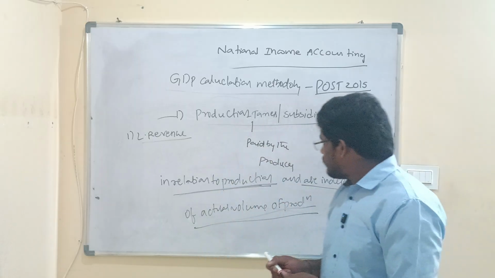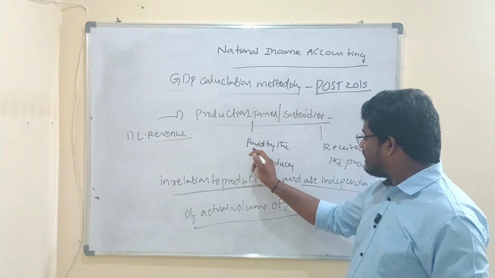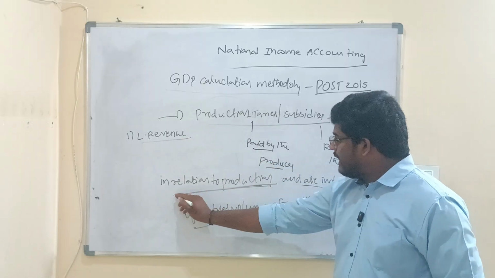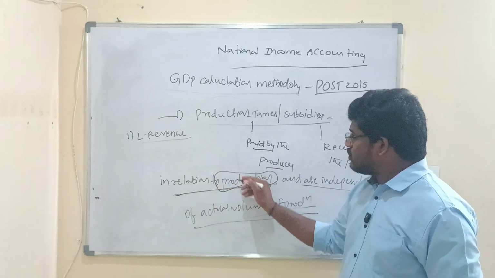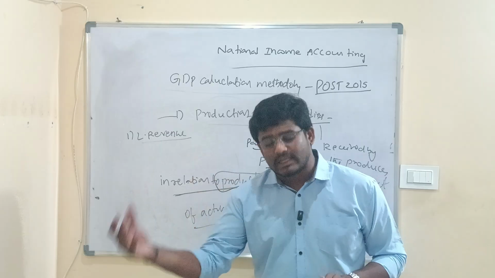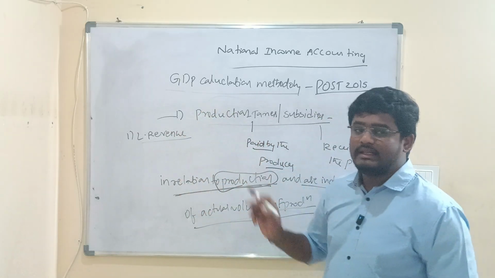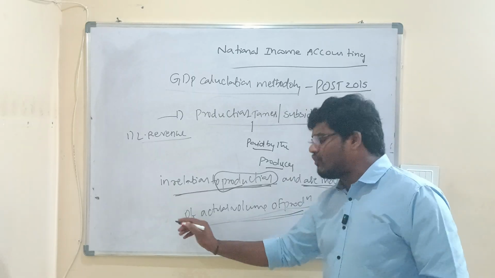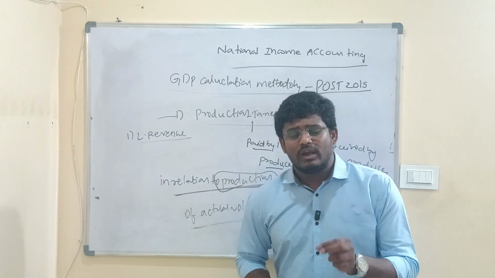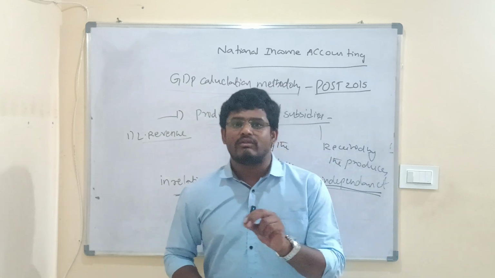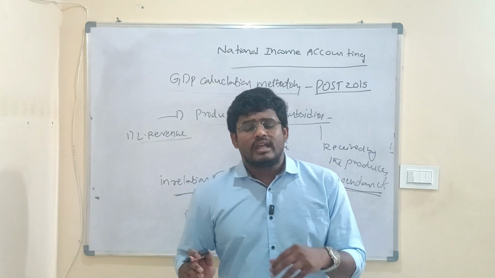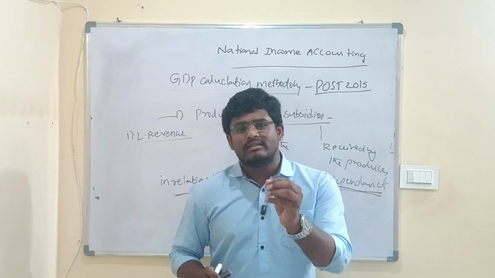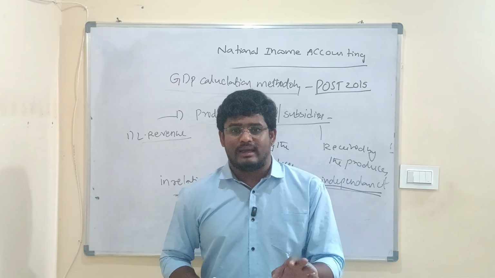So that is why production taxes are paid by the producer, in this case the farmer, in relation to the production. Since he is producing something, he is paying the production tax, and these taxes are independent of the actual volume of production. Now if a farmer pays 2000-3000 rupees of land revenue tax, he does not have to pay more land revenue tax because he produces more crops.